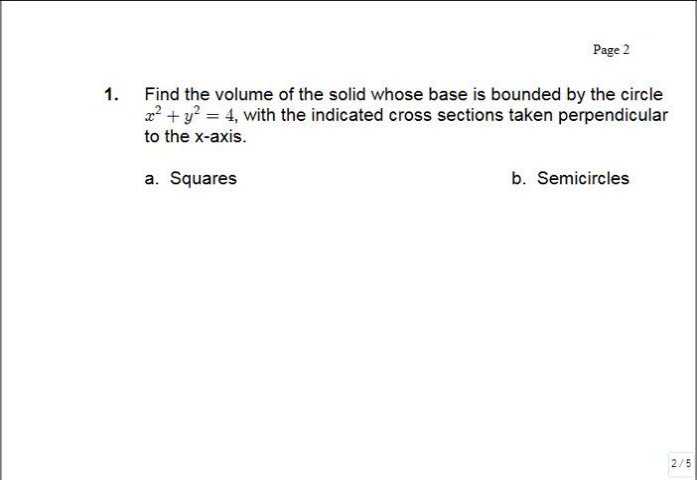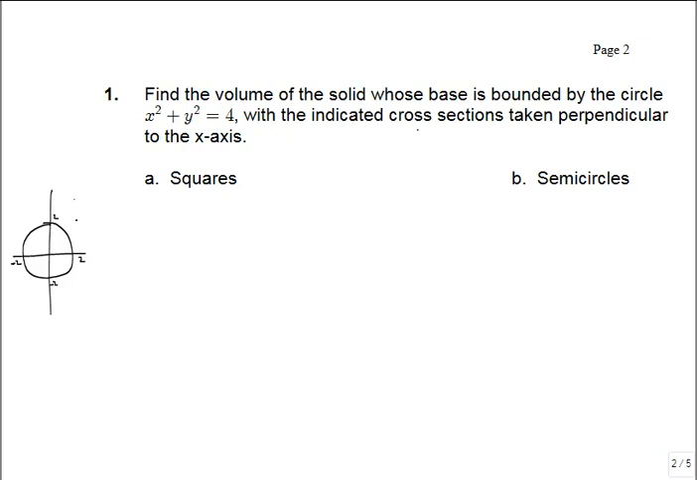Find the volume of the solid whose base is bounded by the circle x squared plus y squared equals 4, with the indicated cross sections taken perpendicular to the x-axis. And in this first example, we want our cross section to be in the shape of a square. So the key to these is first drawing out what your base is going to be bounded by. And in this case, we're bounded by the circle x squared plus y squared equals 4. So that's just a circle centered at the origin with a radius of 2.